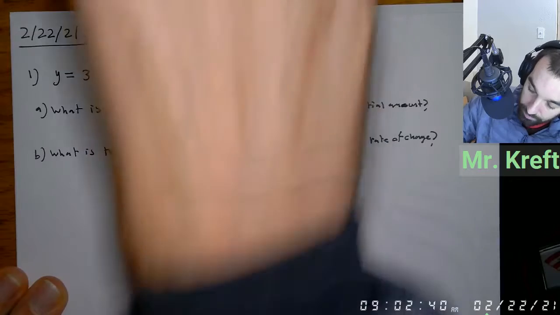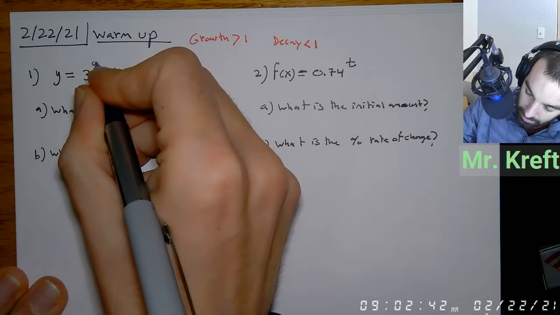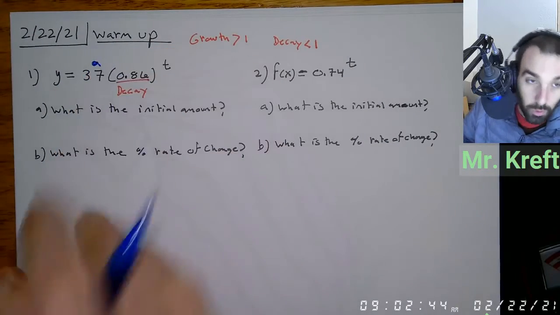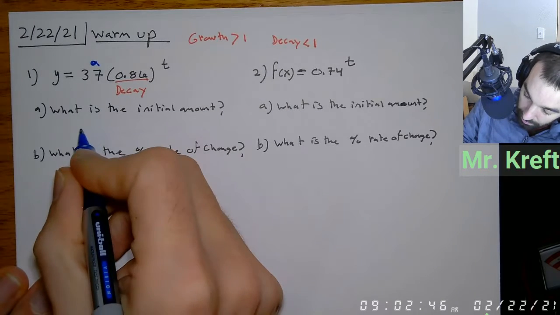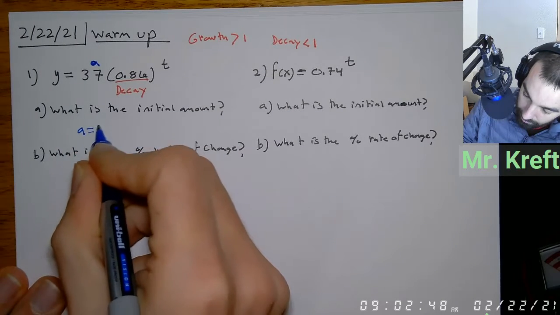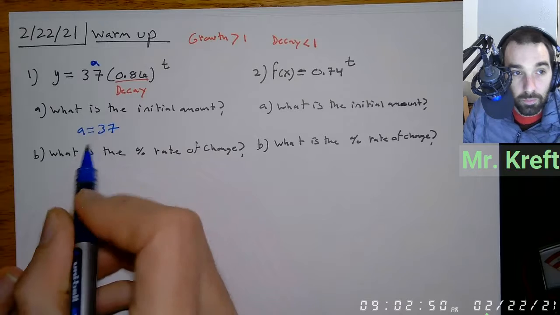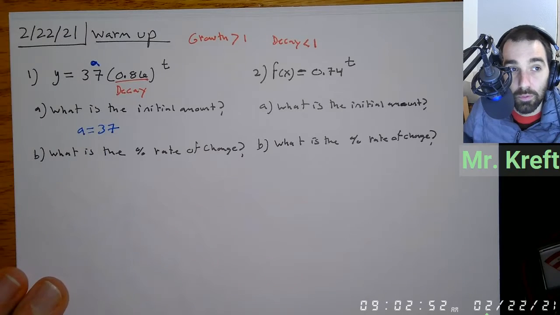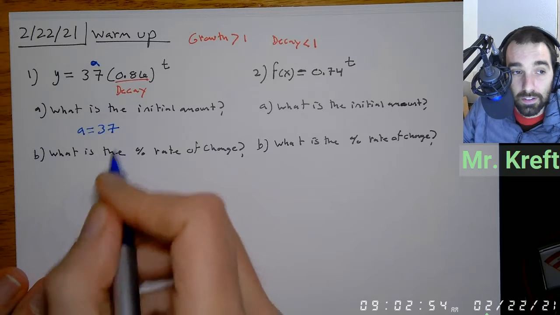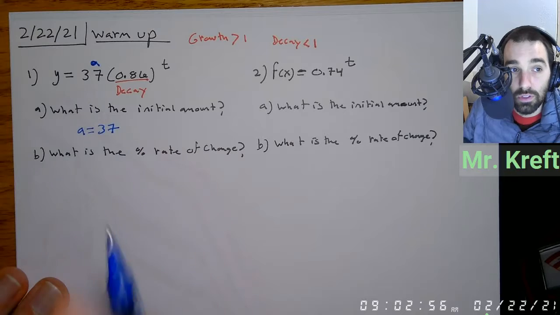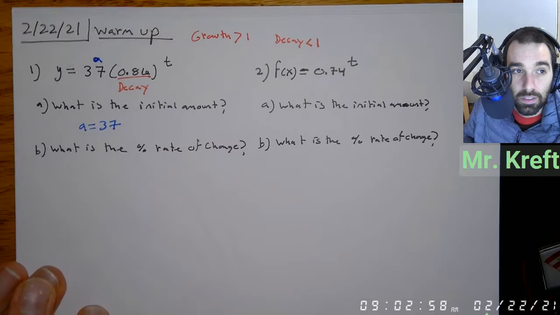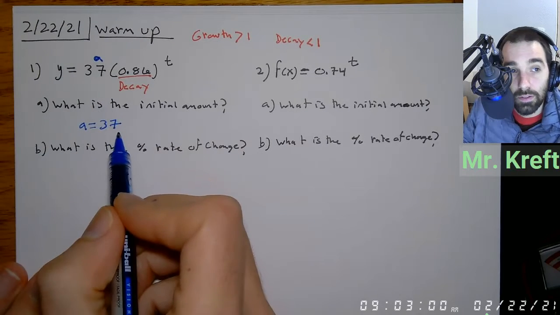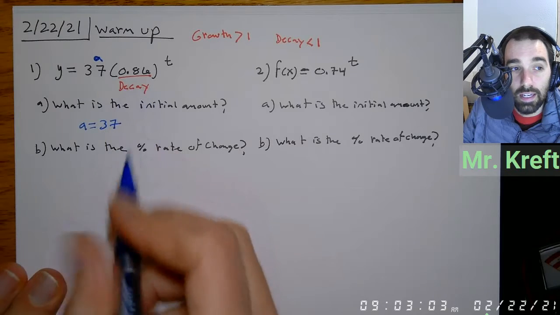Okay, so what is the initial amount? The initial amount is going to be our A term right here, so it's always in front. There we've got 37. You guys have been seeing this a lot on your homework, where it gives you an equation and asks what's A. So A here is 37. That's our initial amount, and we're going to be decaying.